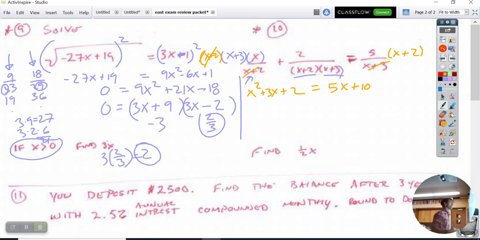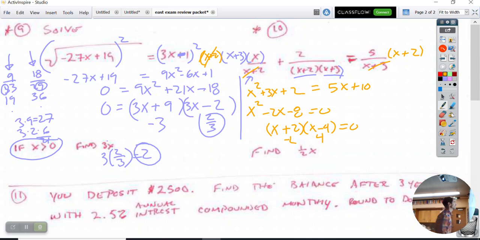All right, so now quadratic again, get it all equal to 0, factor, we're good. So then I'm going to subtract 5x and subtract 10. So that's going to give me x squared minus 2x, subtract the 10, minus 8, which is equal to 0, which gives me x plus 2 and x minus 4 is equal to 0. And so we get an answer of 4 and negative 2.